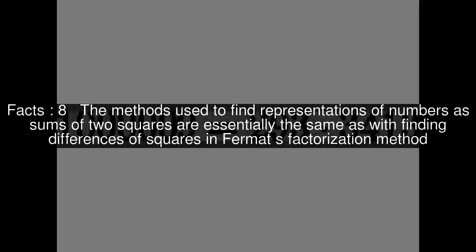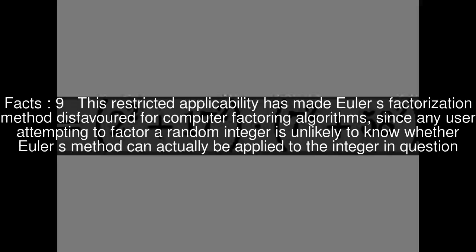The methods used to find representations of numbers as sums of two squares are essentially the same as with finding differences of squares in Fermat's factorization method. This restricted applicability has made Euler's factorization method disfavored for computer factoring algorithms, since any user attempting to factor a random integer is unlikely to know whether Euler's method can actually be applied to the integer in question.